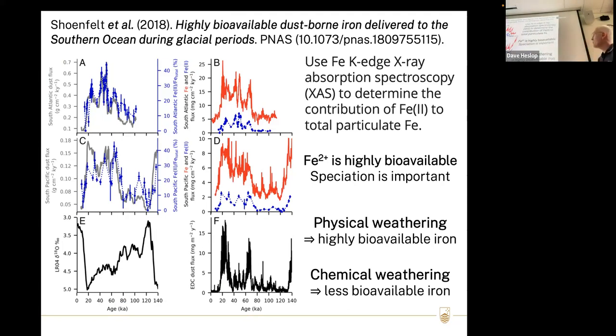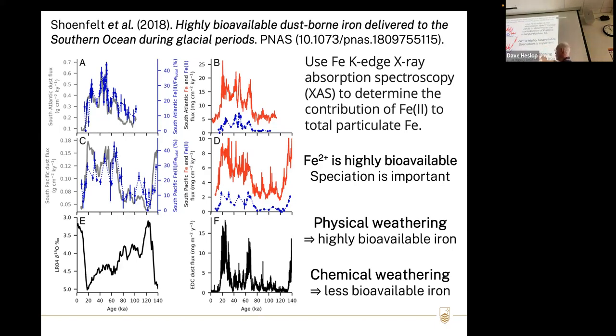And their conclusion from this was that iron 2+ is highly bioavailable. So that's actually the iron that is being used by the phytoplankton. Whereas iron 3 was less bioavailable and not being used by the phytoplankton. So suddenly, speciation is important.